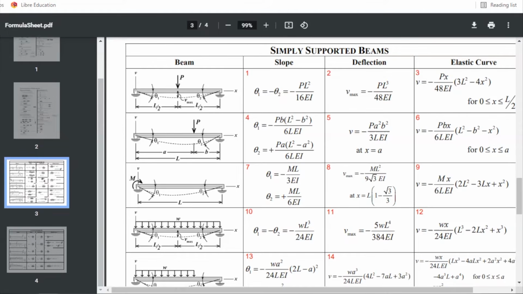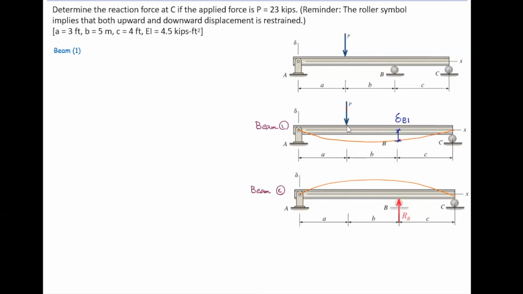Okay? Now I'm going to get back here. I'm interested in determining the deformation of this beam at point B. If I measure x from the left side, x would be a plus b, which is 3 feet plus 5 feet. That would be 8 feet. And a, if it's measured from the left side, that would be 3 feet. So x is going to be larger than a. That equation is not valid. How can I resolve this issue?